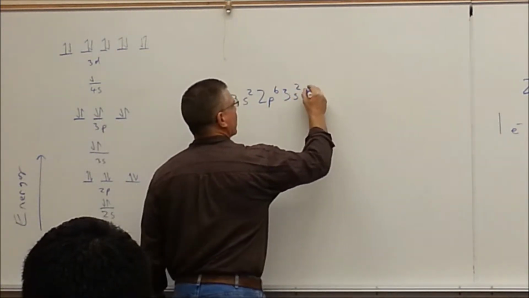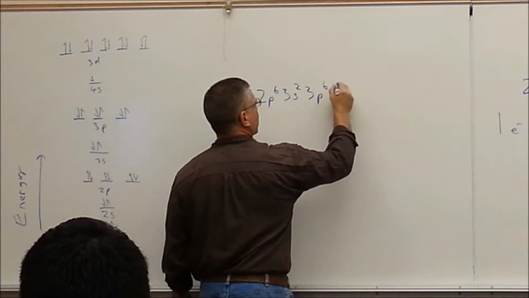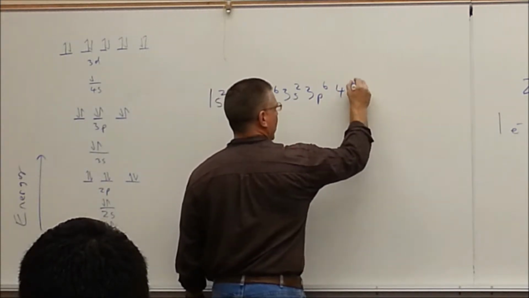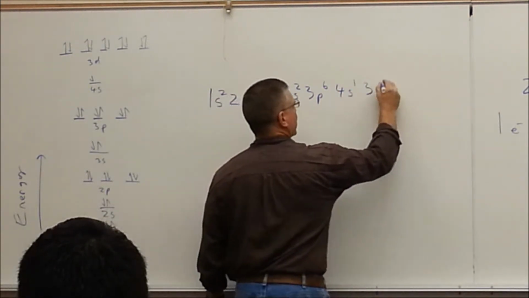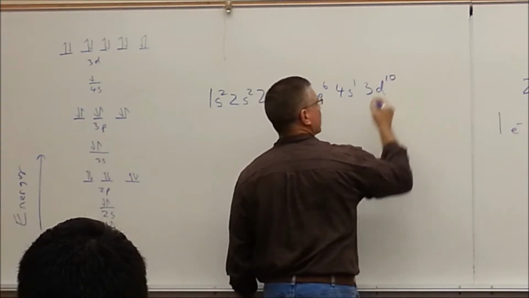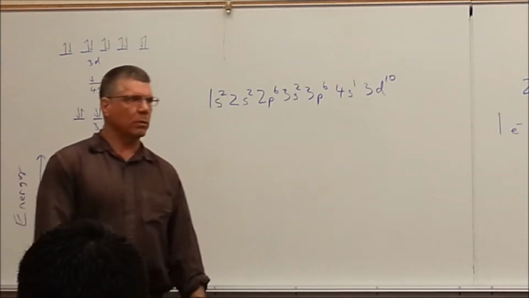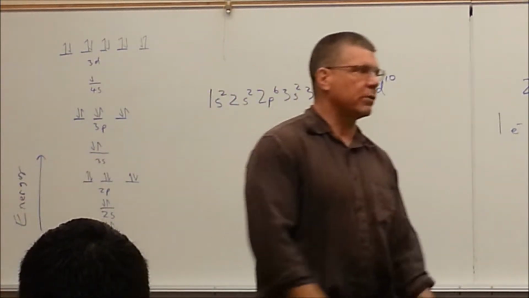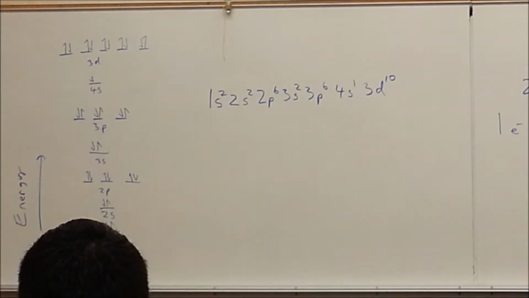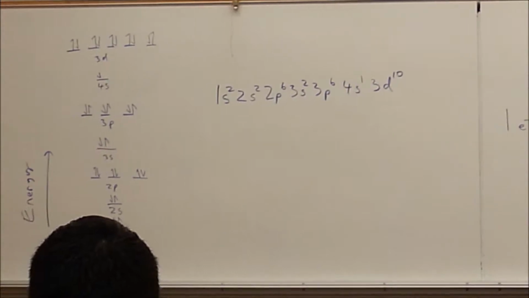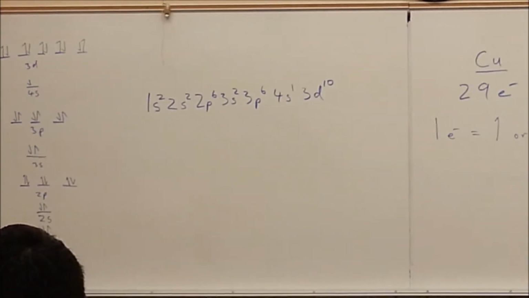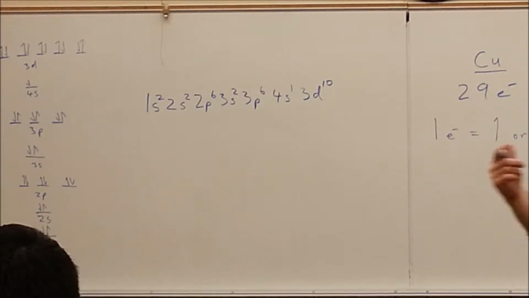3s2, 3p6, 4s1, 3d10, right? 2, 4, 6, 8, 10. Yes, and this is the one time where you actually have to write the 1. If it's a 0, then you don't write it. You just skip those. This is called the electron configuration.